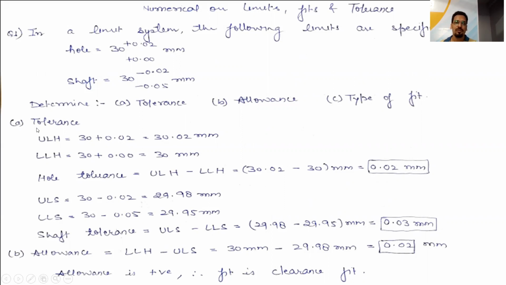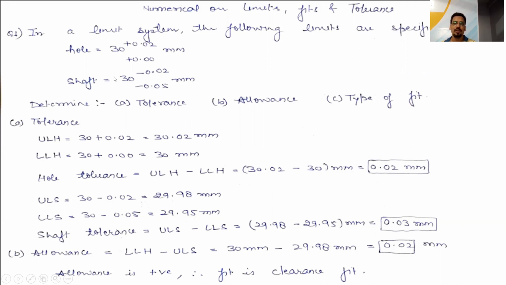So what we have to do, first of all, is find out the tolerance. For calculating tolerance, what is the upper limit of the hole? Upper limit of hole can be written as 30 plus 0.02, that will be 30.02 mm. And what will be the lower limit? Lower limit is 30 plus 0, that is 30 mm. So hole tolerance is given by upper limit of hole minus lower limit of hole, and that is 30.02 minus 30 is equal to 0.02 mm. So this will be the tolerance for the hole.